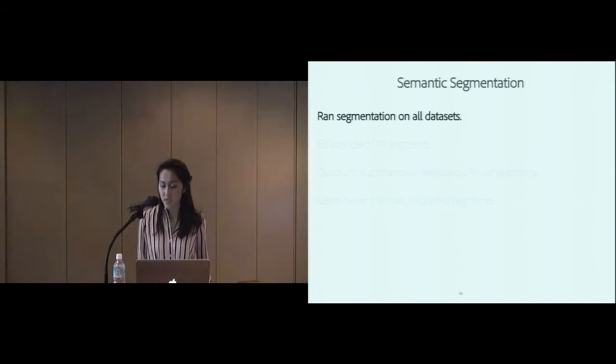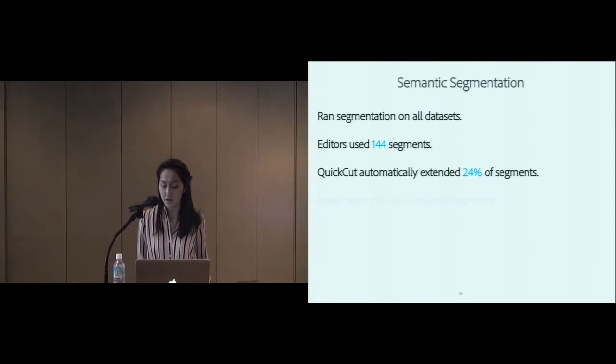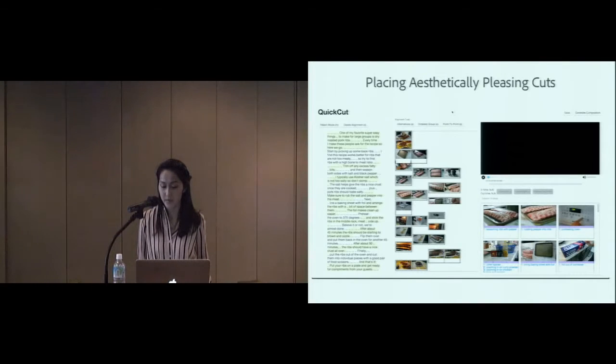We ran this segmentation on all of our data sets. Later, I'll show you 6 videos created using QuickCut. The editors who created these videos used the generated annotation segments 144 times. In order to ensure that each video segment had enough material to cover the corresponding narration event, QuickCut automatically extended 24% of these annotation segments with adjacent motion segments. And though QuickCut allowed users to manually specify and adjust in and out points, no one ever did this.